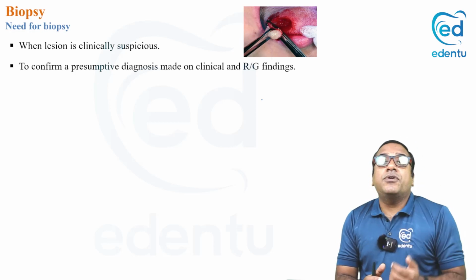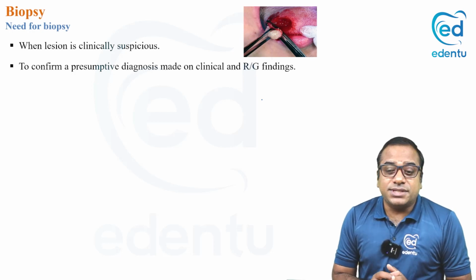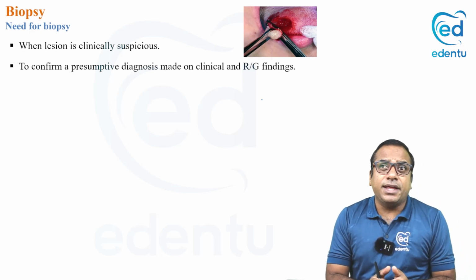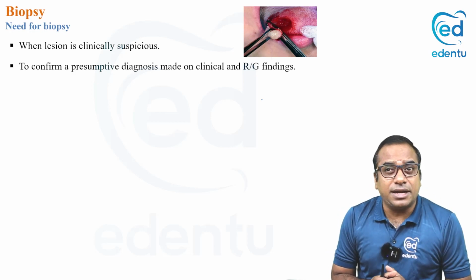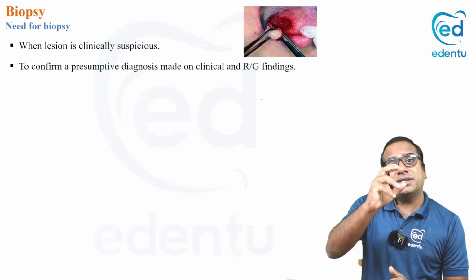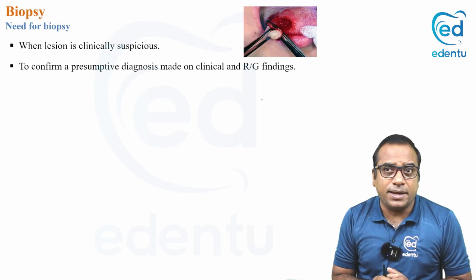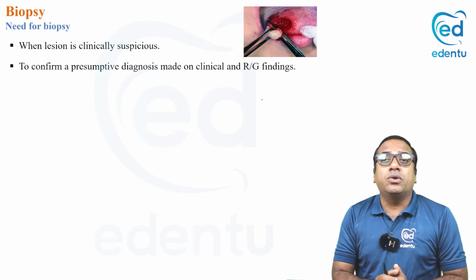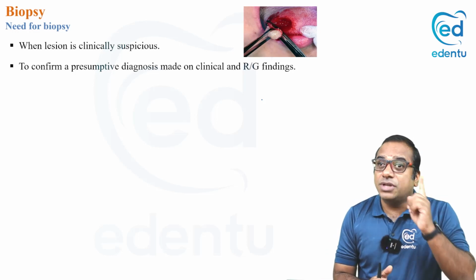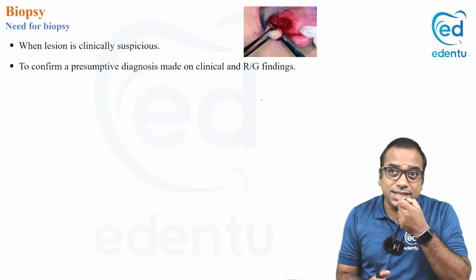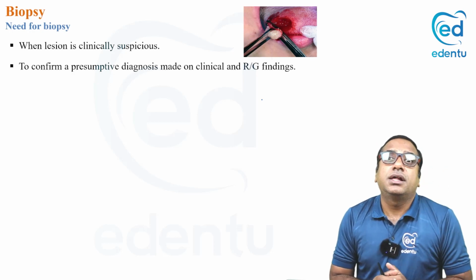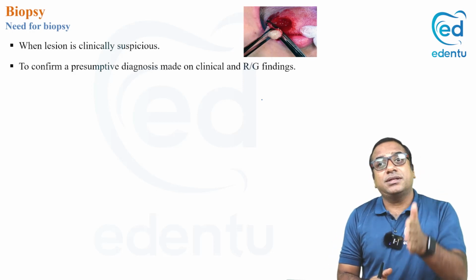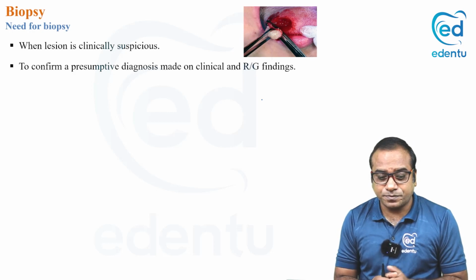Second, to confirm a presumptive diagnosis made on clinical and radiological findings. You got clinical findings, the tissues are changing in color and texture, and radiology also tells that there is some bone loss happening. So, clinically and radiologically some changes are being noted. How to confirm it? The confirmation will be done by sending the tissue to the histopathology lab by doing a biopsy. With the biopsy, the confirmed report will come.